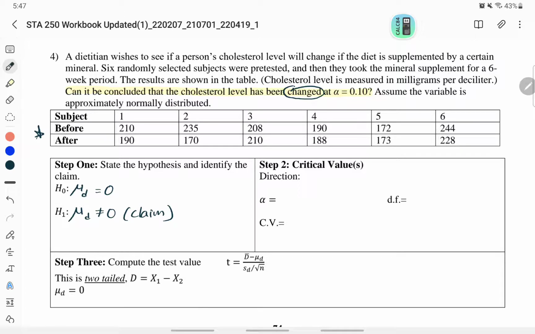Step number 2 is to find the critical values. We know that this is a dependent samples t-test because we're looking at a before and an after. The direction is two-tailed because the change is not specified a direction. Two-tailed. The alpha is 0.10. And because this is still a t-test, you must find your degrees of freedom. I have 6 subjects, so my degrees of freedom will be 5.